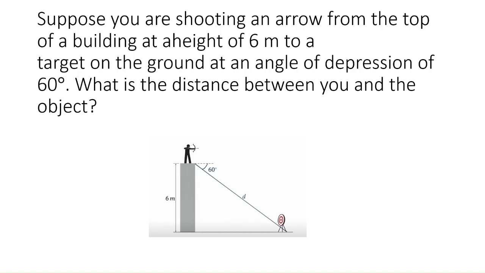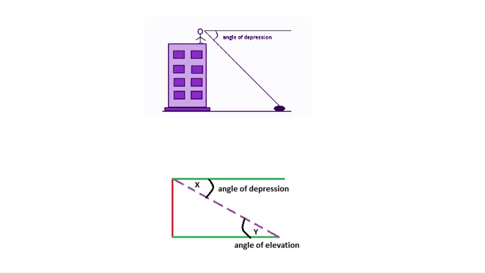Okay, so here you stand on the top of a building which is 6 meters in height from the ground, and you are shooting an arrow. You are hitting a target. You have the angle of depression of 60 degrees. Then we need to find out the distance between you and the target here. Okay, let's start solving it.